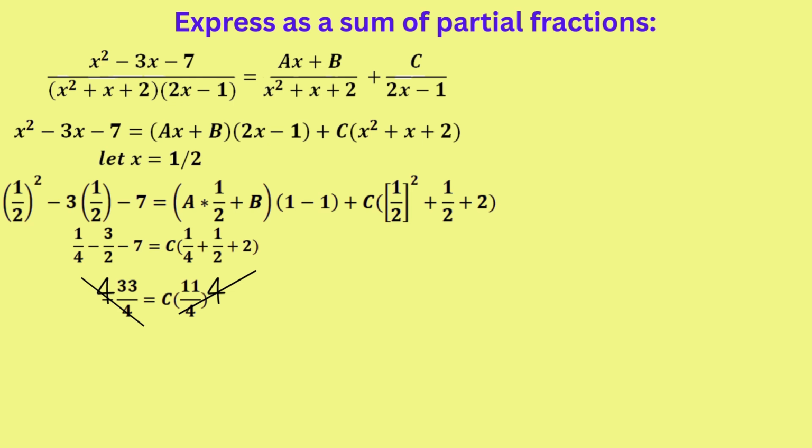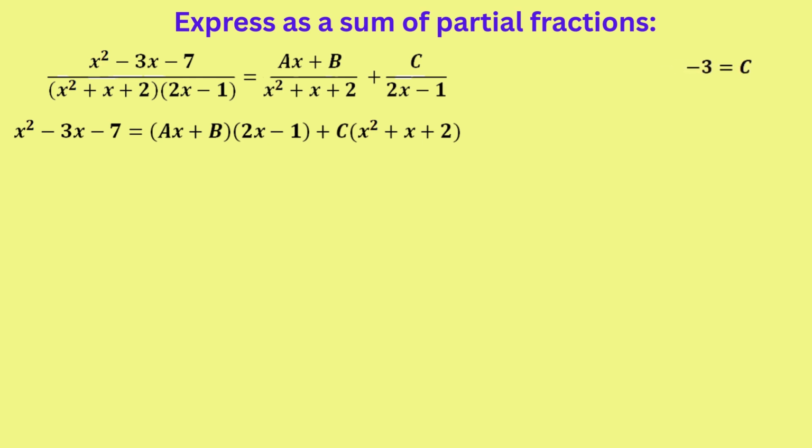Times both sides by 4, we get negative 33 equals 11c. Divide both sides by 11 and we get c equals negative 3. Now there is no other bracket in the identity equation that we can substitute an x value to make it 0.